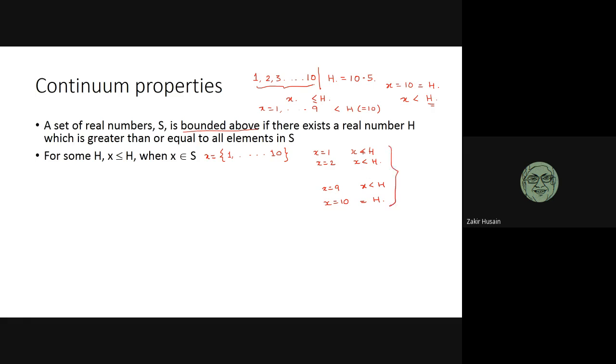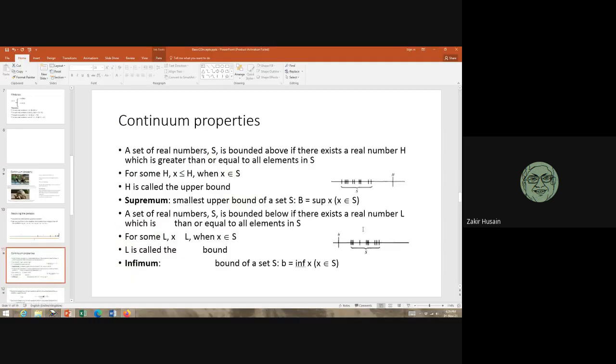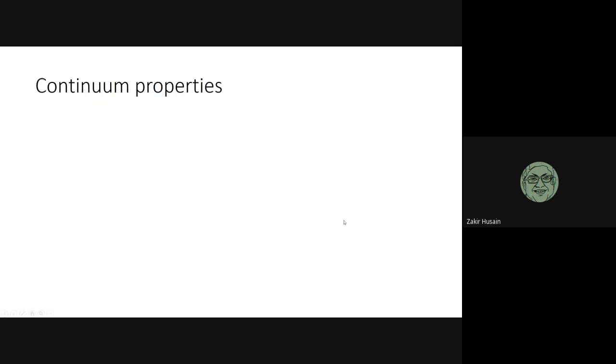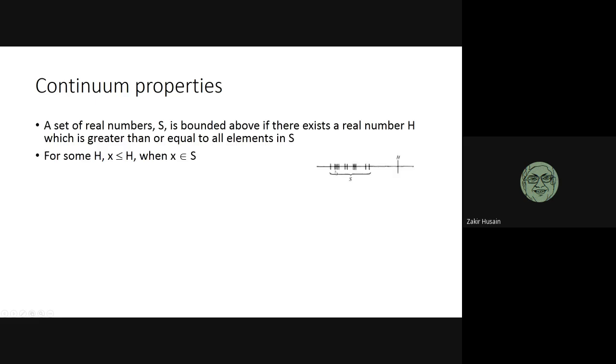Based on this, we can say that if there's a number h such that this property holds, then the set S is bounded above. There's an upper bound of the set. So these are all numbers, this is the set of numbers, and we have an h.